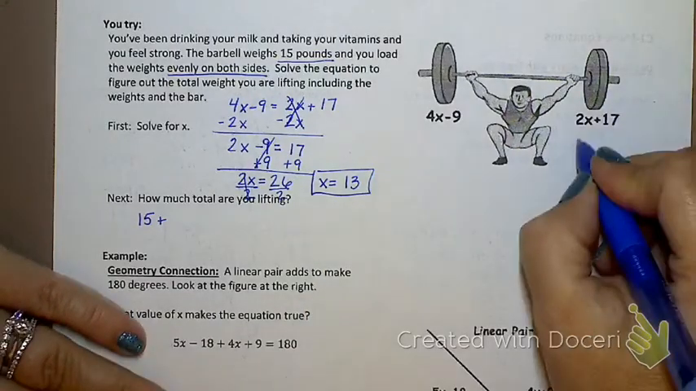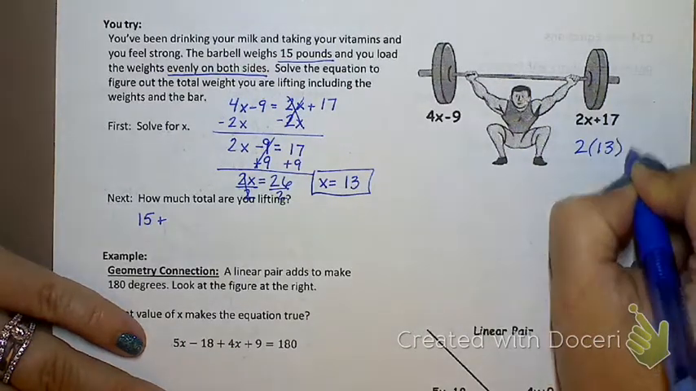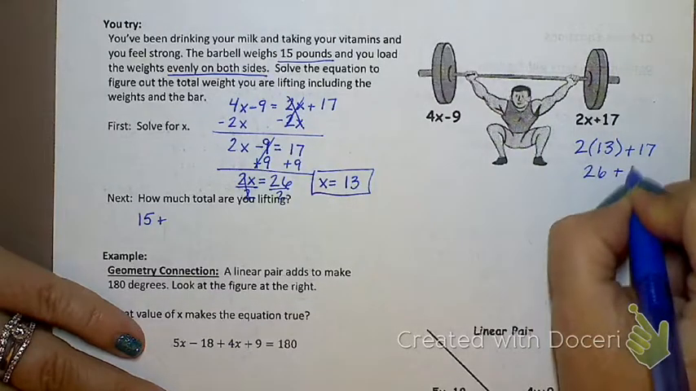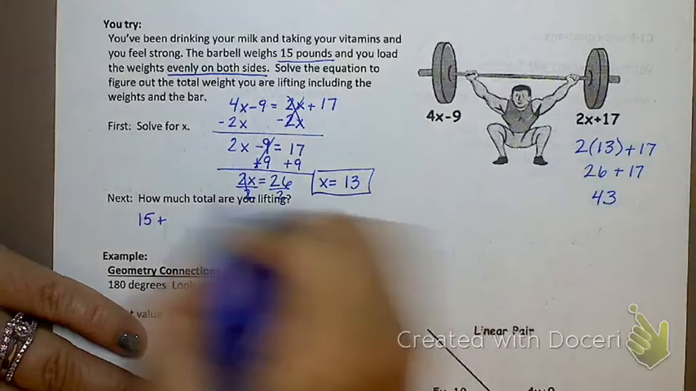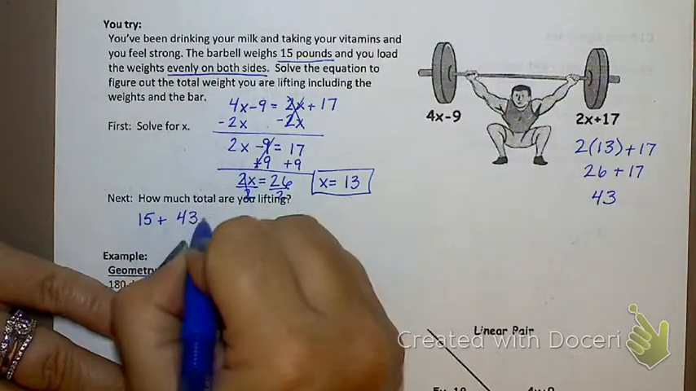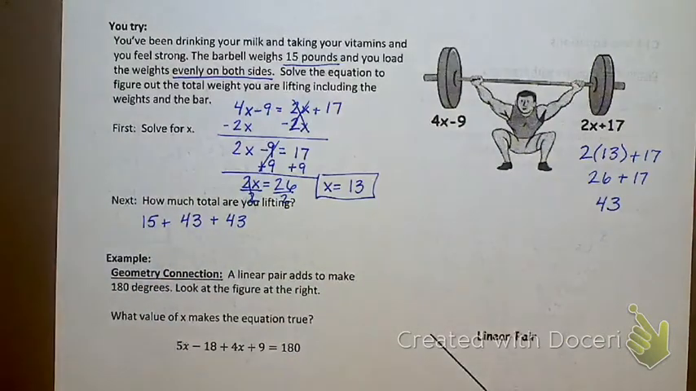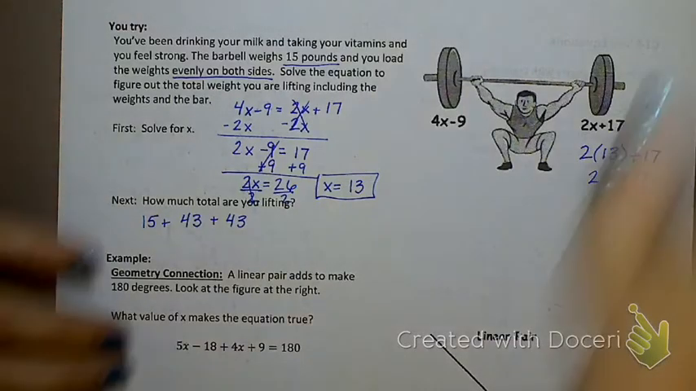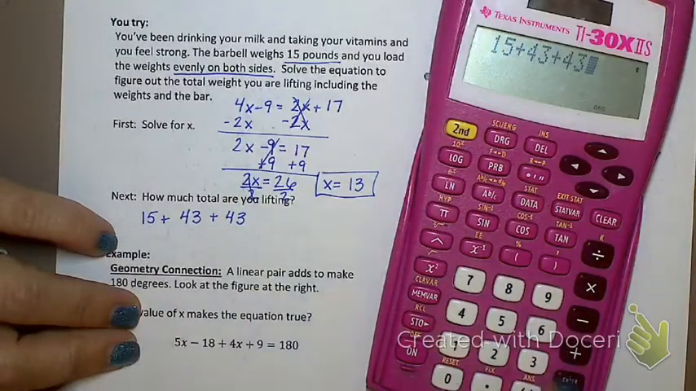I'm going to do 2x plus 17. So 2 times 13 plus 17. 2 times 13 is 26 plus 17 would be 43. So that tells me I have 43 pounds on one side. So that means I also have 43 pounds on the other side. Because can you hold a bar like this with the weight on one side being different than the weight on the other? No. Not very well. So 15 plus 43 plus 43, 101.